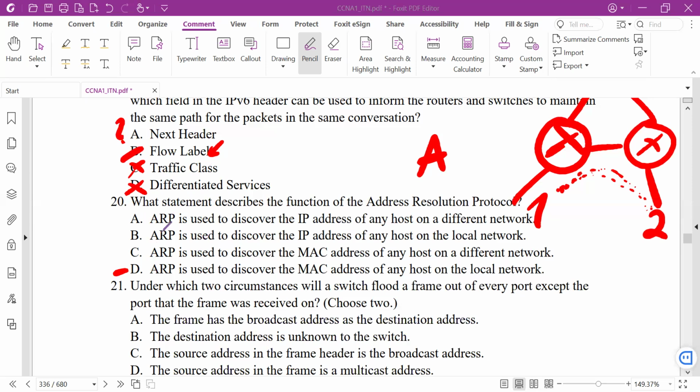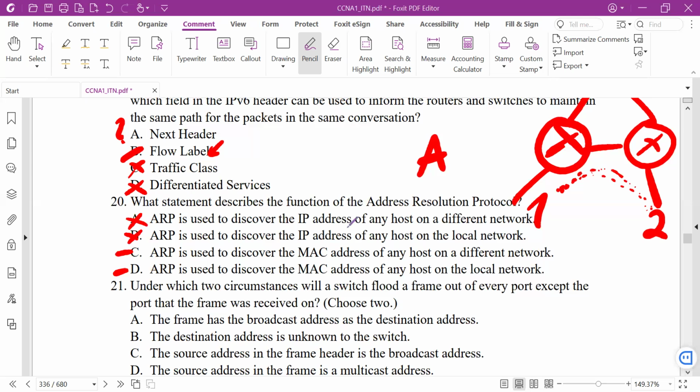Let's look at the other answers. ARP is used to discover the MAC address of any host on a different network. Question mark. ARP is used to discover the IP address. ARP is not used to discover the IP address. So let's remove those ones. No, no. So between C and D, what's the difference between C and D?